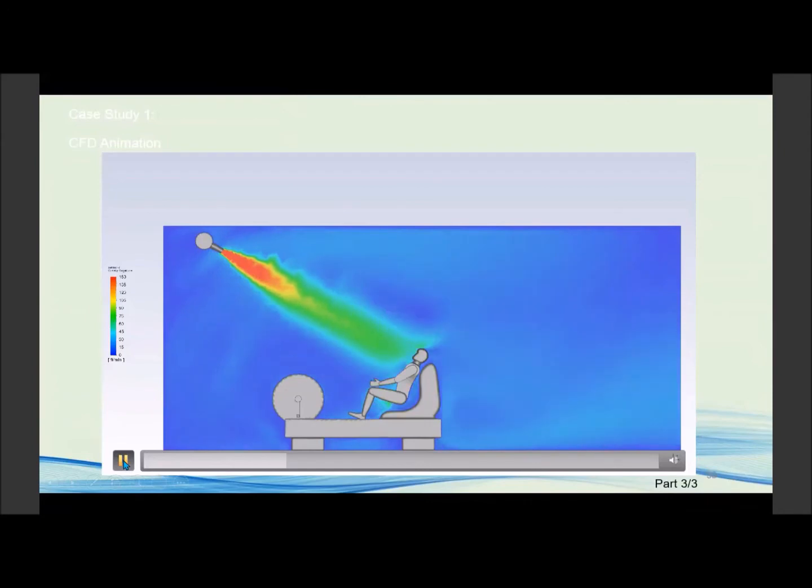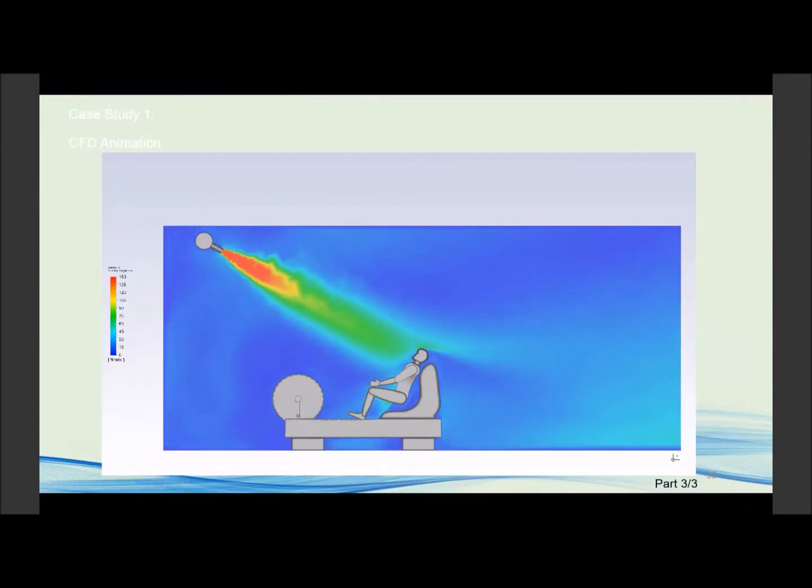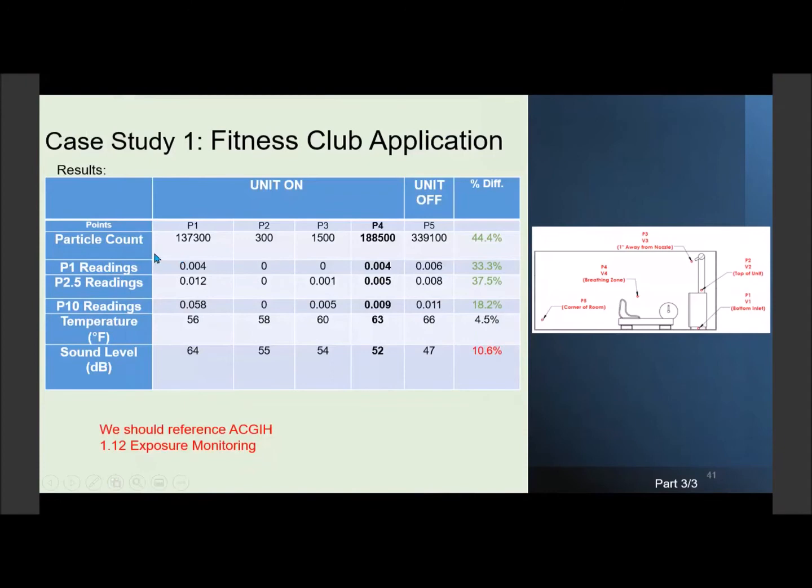Just run this video so you can kind of see how it all works. So there's a very simple CFD simulation showing purified air being blown at the patron while working out. So you can see some of the numbers, the big numbers here. The total particle count went down by 44%. In the PM 1.0 readings, we went down by 33%, 2.5, we were down by 37, and so on.